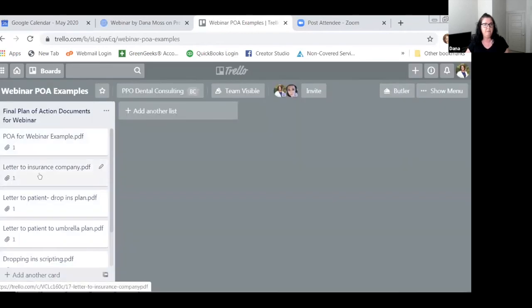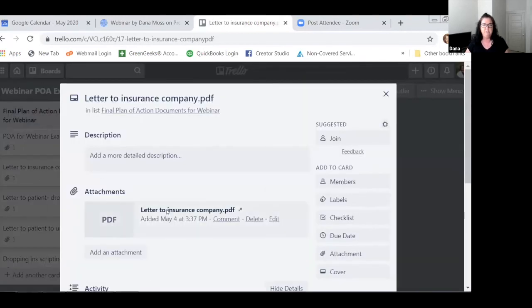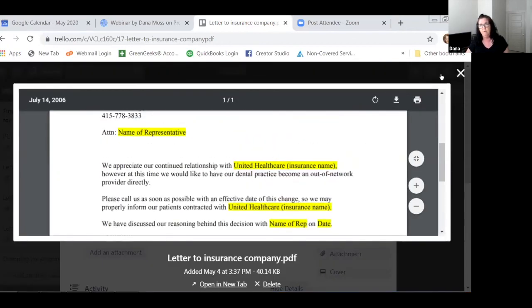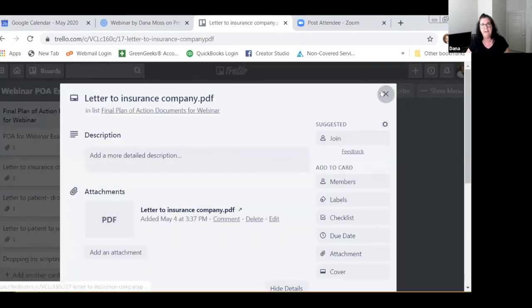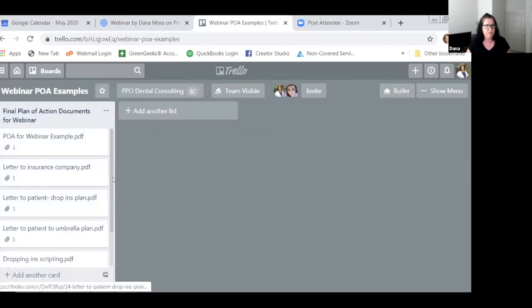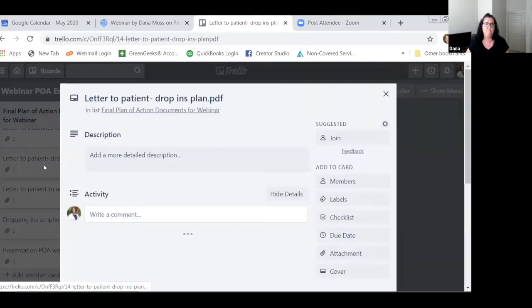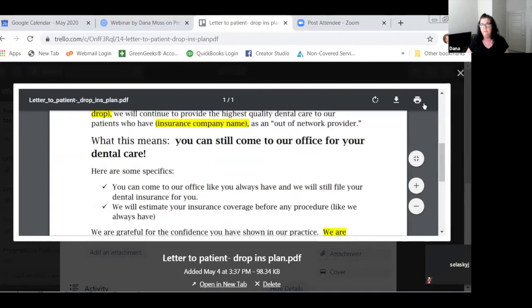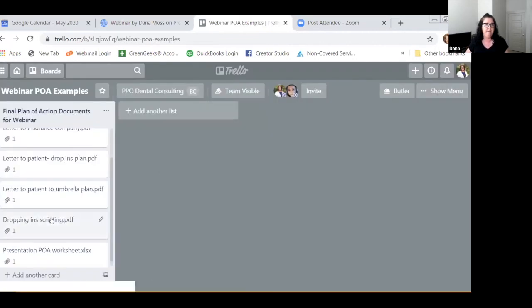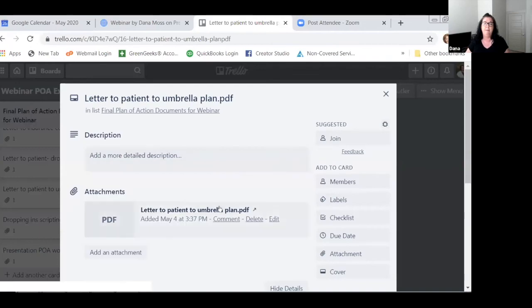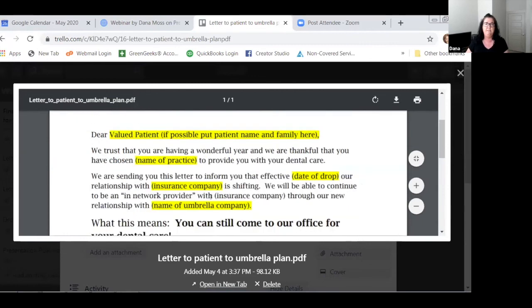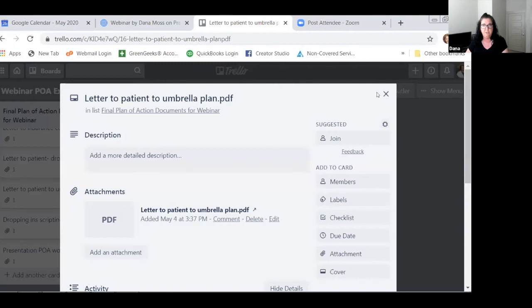We're also going to give you letters to the insurance company. You will see that we've designed the letters to the insurance companies about going out of network. We're going to give those to you. And Kelly, I know you may have some of these, so you can use ours, you can use Kelly's. But the letter to the patient, when we do drop a plan completely out, we're going to give you an example of what to say to the patient. And then we're also going to give you an example of letters if you go under an umbrella plan. Those 2 different letters are very important. If you're going completely out of network, it needs to look different than if you're going under an umbrella plan. So those letters look entirely different going out to your patients.